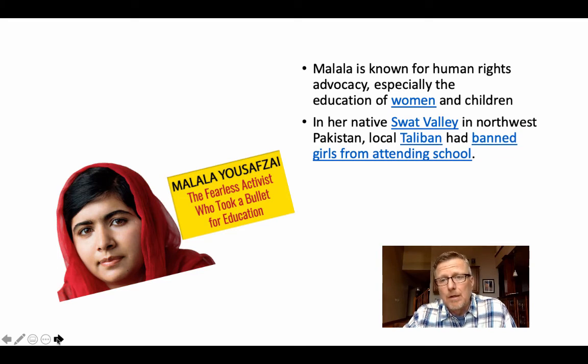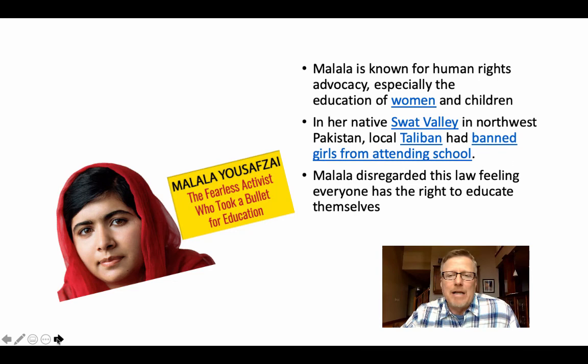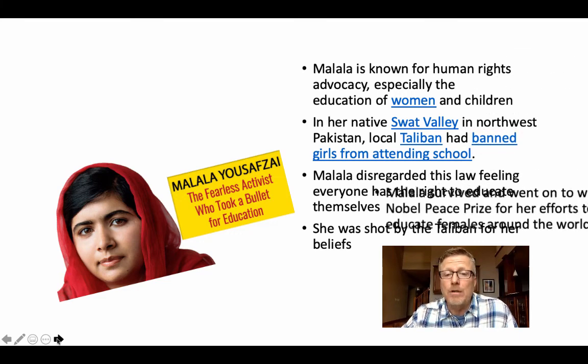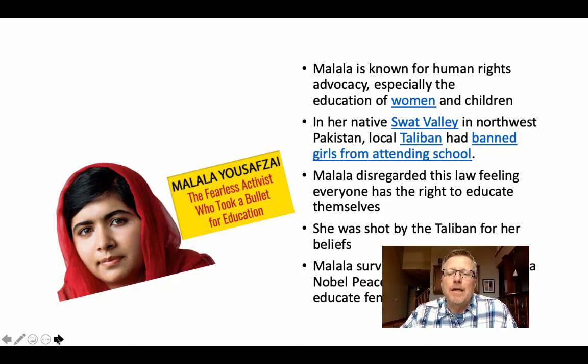An example of this might be Malala, known for her human rights advocacy, especially of educating women and children. Malala in her native Pakistan was forbidden by the Taliban to attend school and learn to read. But Malala disregarded this law, feeling that everyone has a right to educate themselves, and she was shot by the Taliban for doing so. They attempted to assassinate her, but they were unsuccessful. She did survive and went on to win a Nobel Peace Prize for her efforts and her continued effort to educate females around the world, dedicating her life to social justice around the world. Might be considered a stage 6 thinker.